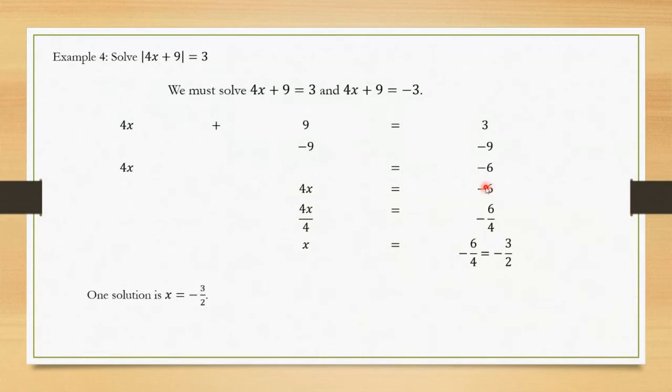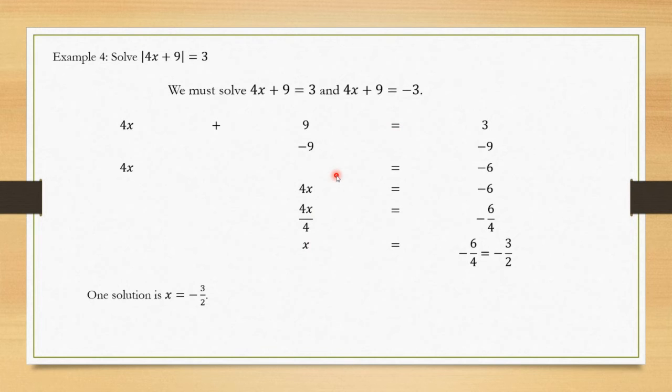But we don't want 4x, we want x. So what do we do? Divide. We divide both sides by 4. Because then we get x all alone, and we get negative 6 over 4, which is negative 3 over 2. So that's what we do. Again, we don't want 4x plus 9. We want x all alone. So we get the 9 out of there. Subtract 9 from both sides. Yeah, what you do to one side, you do to the other.